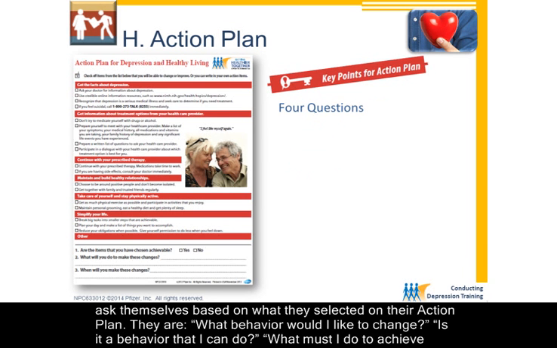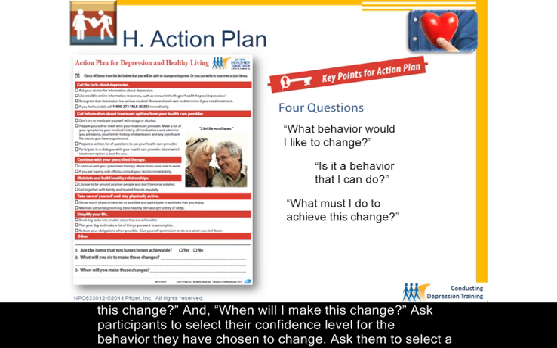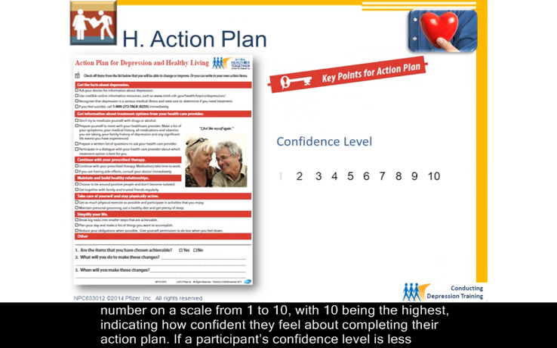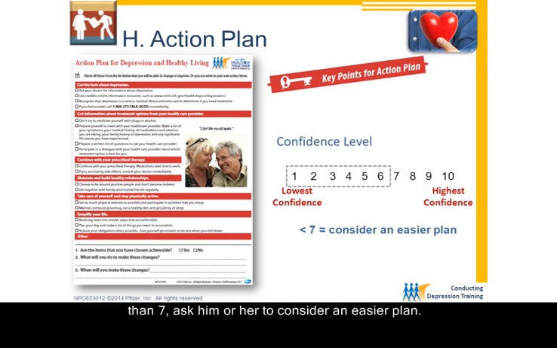on their action plan. They are: what behavior would I like to change? Is it a behavior that I can do? What must I do to achieve this change? And when will I make this change? Ask participants to select their confidence level for the behavior they have chosen to change. Ask them to select a number on a scale from 1 to 10, with 10 being the highest, indicating how confident they feel about completing their action plan. If a participant's confidence level is less than 7, ask him or her to consider an easier plan.